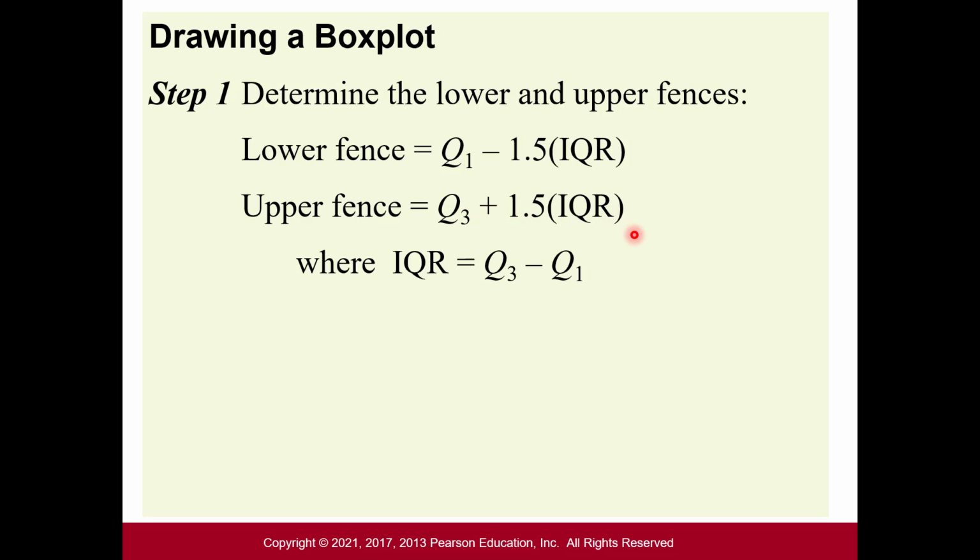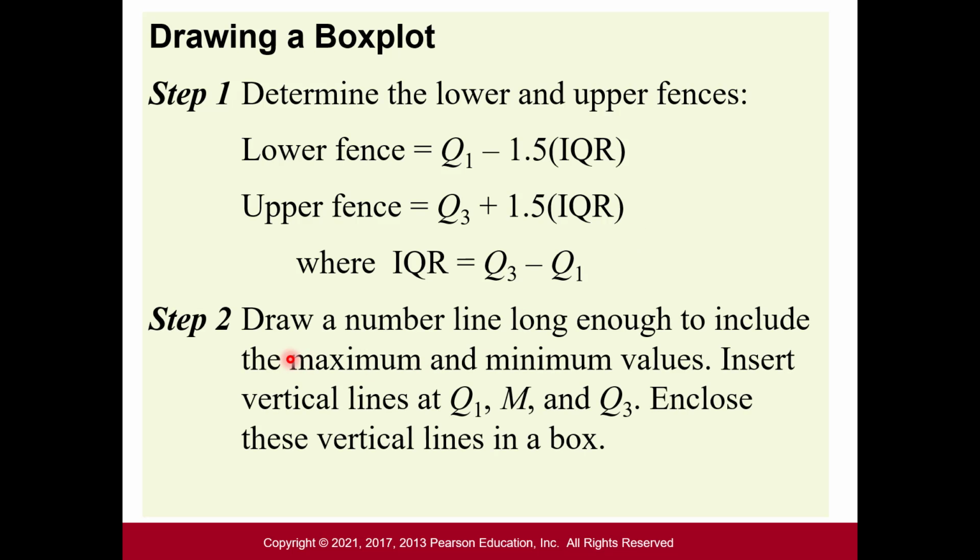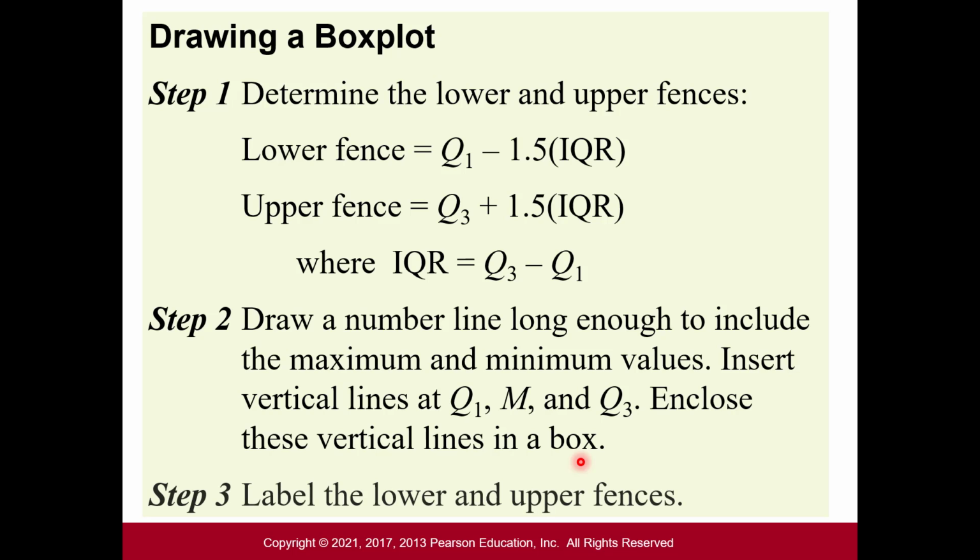So that's step 1. Step 2 is to draw a number line that's just long enough to include the maximum and minimum values from your data. Then draw vertical lines at 3 places: your quartile 1 value, your median value, and your quartile 3 value. Once you draw those 3 lines, you close them in to form a box. Then label the upper and lower fences.